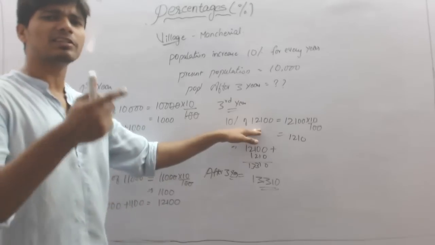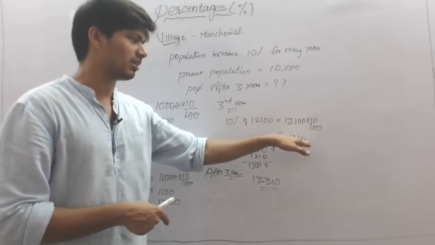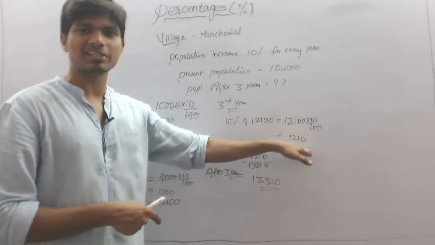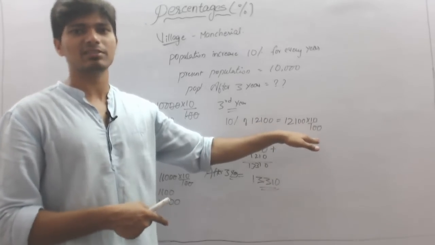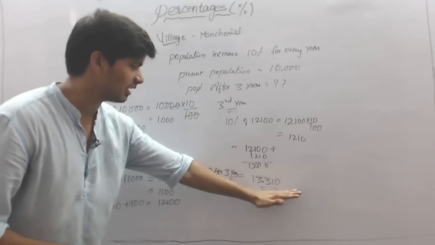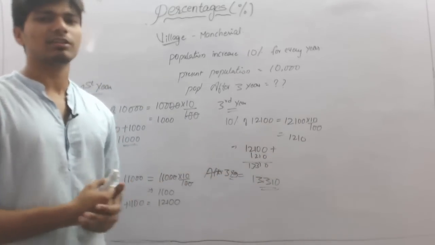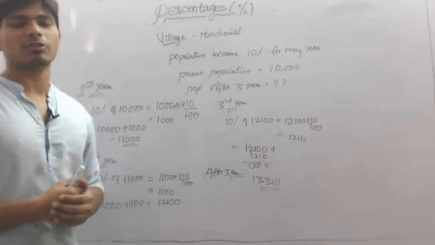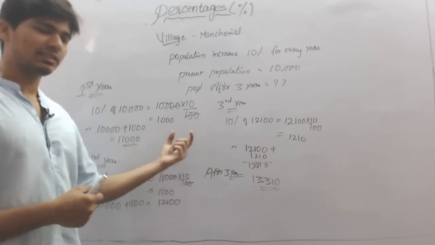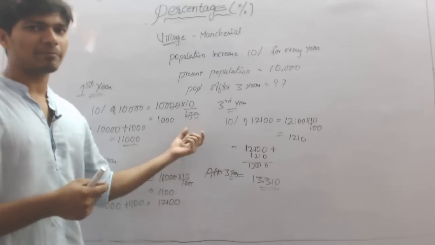Now again the population is increased by 10% in the third year. That is 12100 into 10 percent, that is 1210 is the population increase. The number of people got increased. Now finally add this to here. You get the result, that is 13,310 is the population after 3 years. So this is the way you need to solve. But if you go on solving problems in this way, it will consume your time, because time is a major constraint.